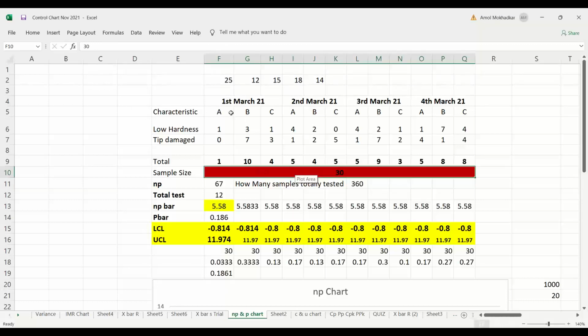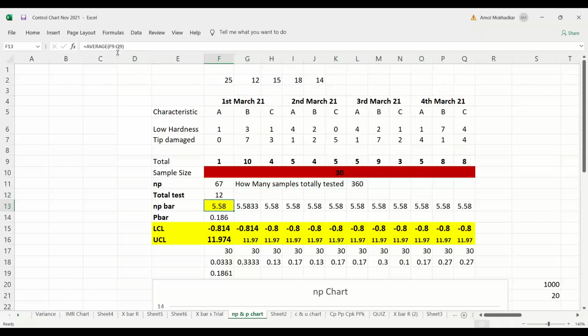So 12 days data is there. This is not 12 days, 12 shifts data is there. So 12 into 30 equals 360. The total tests you have done, 1 test, 2 tests, 3, 4, 5, 6, 7, 8. So this is the total number of tests you have carried out, 12 times you have done this, and in every test 30 samples are tested.